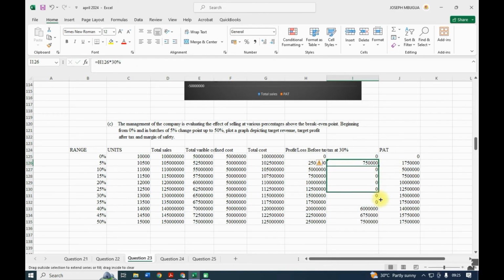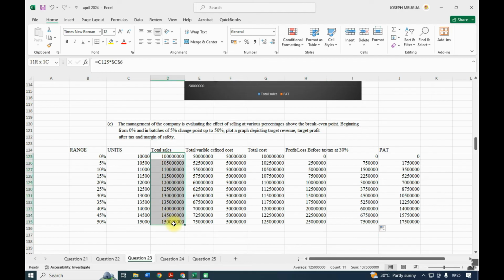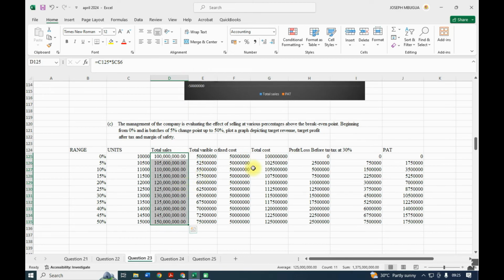And I will drag this. Yeah, that way. So that we shall have now, the only one that we don't have a tax is the first one. The others we have the profit, the tax, and we have the profit after tax. Because we need to plot a graph depicting the target revenue. So this will be our target revenue, what we are targeting as our revenue. This is what we shall be targeting as the revenue.